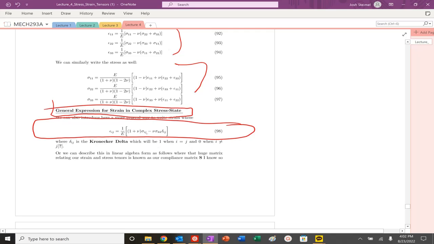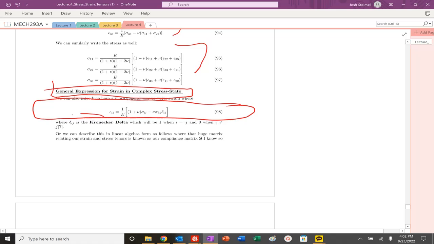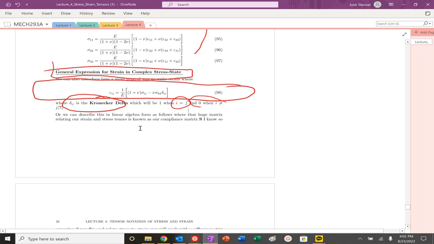Or the most important equation here, equation 98 in the notes so far, subject to change. This is our general expression for strain in a complex stress state. So epsilon ij equals 1 over E, times 1 plus nu, sigma ij, minus nu sigma kk delta ij. Delta ij is our Kronecker delta. It's going to be equal to 1 when i is equal to j and 0 when i does not equal j.